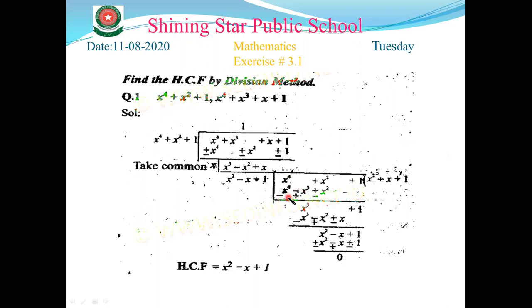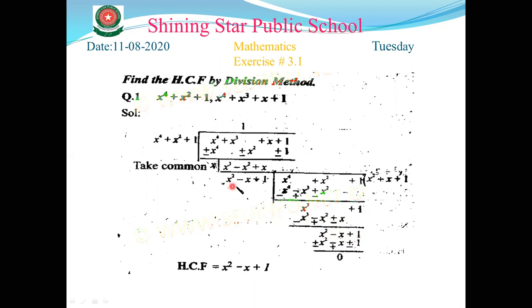Sign plus changes into minus, minus changes into plus. Now x power 4 cancels. Here x cube and x square cancel. Remaining is 1. Now here is x cube and here is x square. So we multiply x square with x, so we get x cube. That's why we multiply with x. So it gives you x cube minus x square plus x. Again change the signs. It will give you x square minus x plus 1.